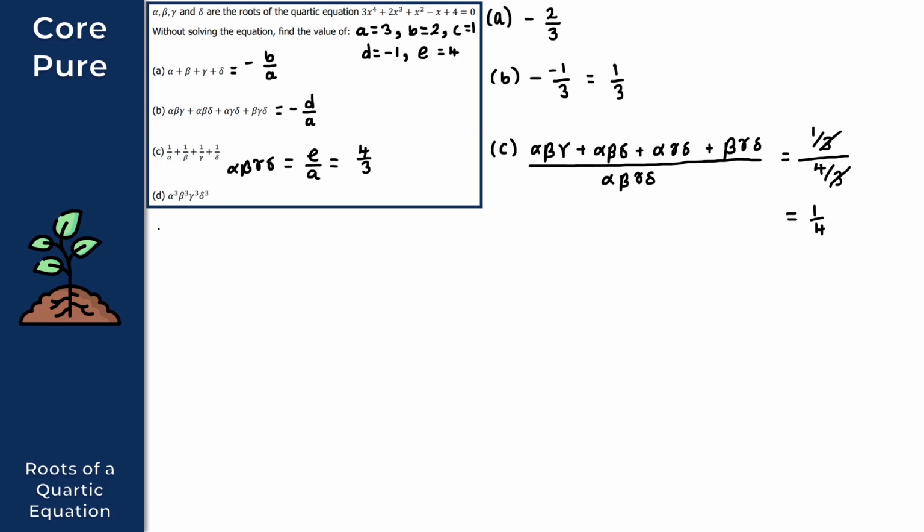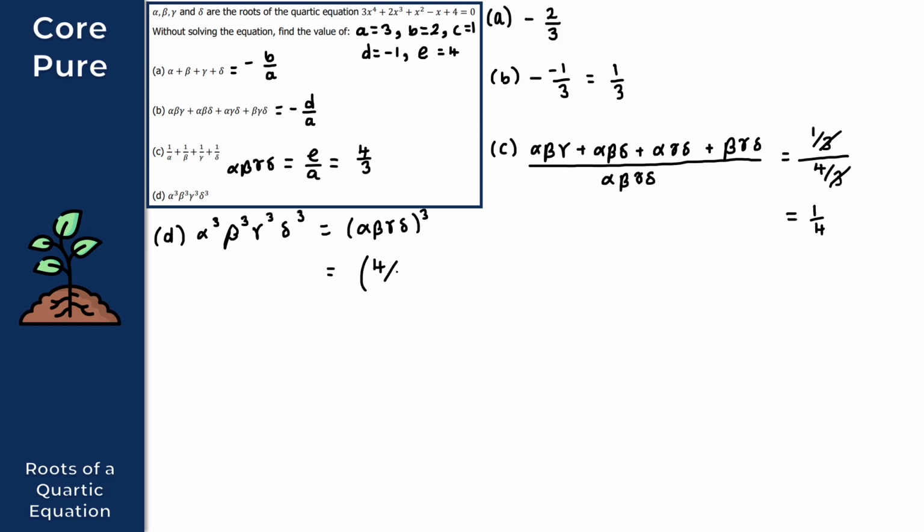And then finally for part D, what do we have? As we can see, we've got alpha cubed, beta cubed, gamma cubed, and finally delta cubed. To find the value of this expression, we just rewrite this. This is the same as alpha, beta, gamma, delta all to the power of 3. Nice and straightforward, just basic rules of indices. But we know the value of this expression inside the bracket, we evaluated that in part C. So that's 4 over 3.